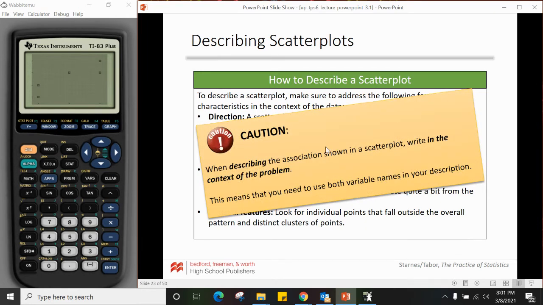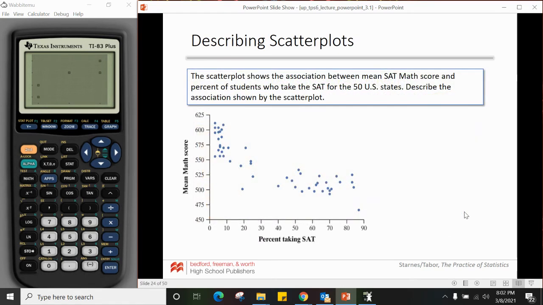This is a good caution they put in. When describing the associations shown in a scatter plot, write in the context of the problem. So you want to write about both variables and describe how they are behaving with each other. Specifically, if it's negative, which one is decreasing as the other increases, and vice versa. So we'll take a look at what that means.